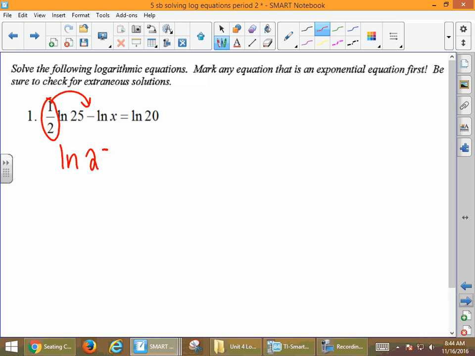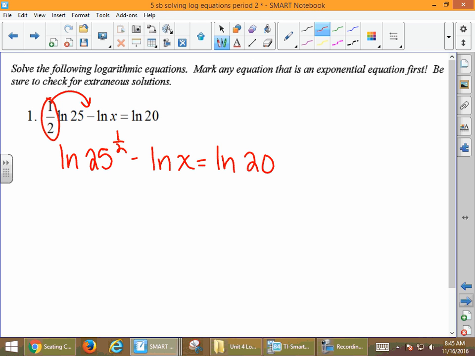use our power property. This is going to become natural log of 25 to the 1/2 minus natural log of x equals natural log of 20. Some of you will be able to skip some steps here, but I recommend getting a few of them down because I find that people make more mistakes when they skip the steps.